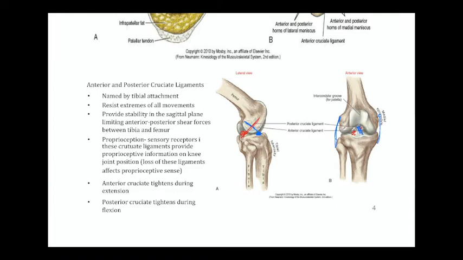They are meant to help resist extremes in all movements. When you extend, you're going to have the anterior cruciate tighten, and when you flex, you're going to have the posterior cruciate tighten. They also give you proprioception that lets you know where your knee is in space. If those are injured or cut, you may not be able to know where your knee is without looking at it as well.